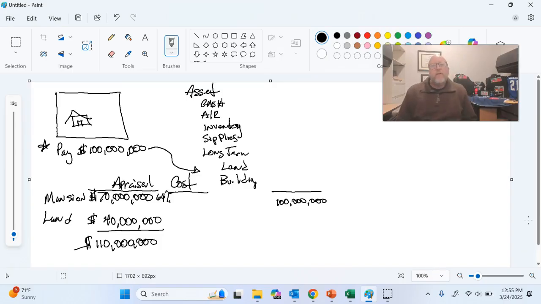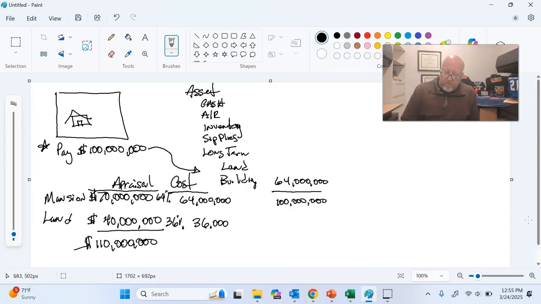So if the mansion is 64% of the appraised value, then I can assume that the mansion is 64% of the cost of the asset. So I would say, oh, 64% of 100 million is 64 million. And then I could do the same calculation: 40 million divided by 110 million is 36%, and 36% of $100 million is 36 million.